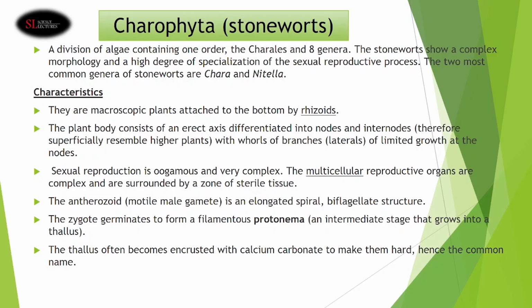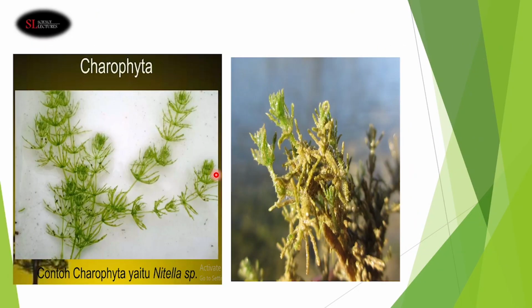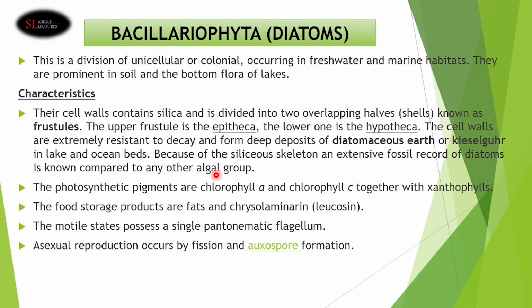Then the antherozoids, or the male motile gametes, are elongated and biflagellate, having two flagella. And the other thing is their zygote develops into a protonema, which is simply an intermediate stage. So it is from the protonema that the thallus will develop, and their thallus is also encrusted with a lot of calcium carbonate, which makes them extremely hard. Hence the name stoneworts. Then this is just an illustration of the stoneworts.